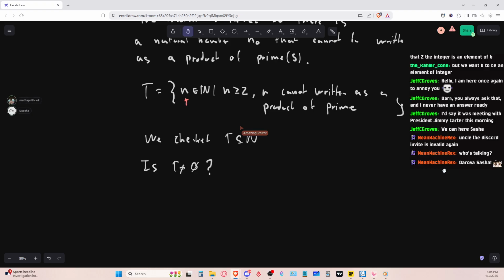But we also have another property. Basically, it cannot be written as a product of prime numbers, which means that it could be a product of, say, composite numbers.